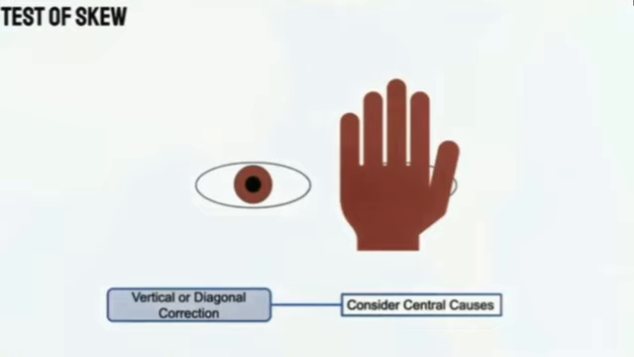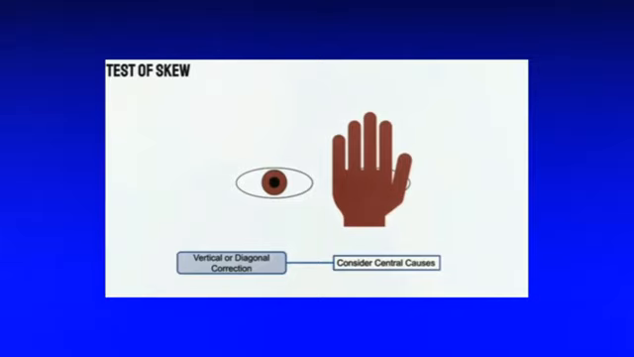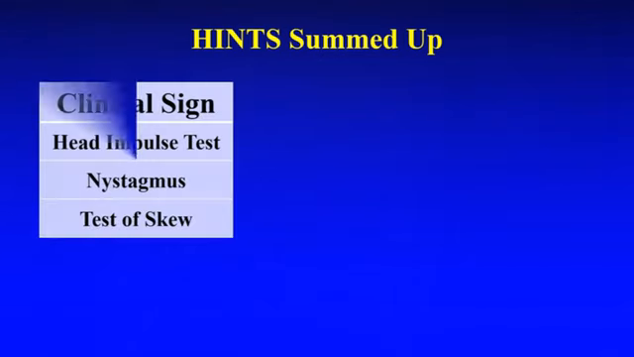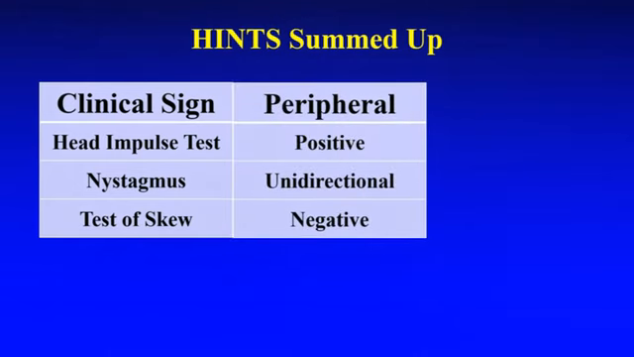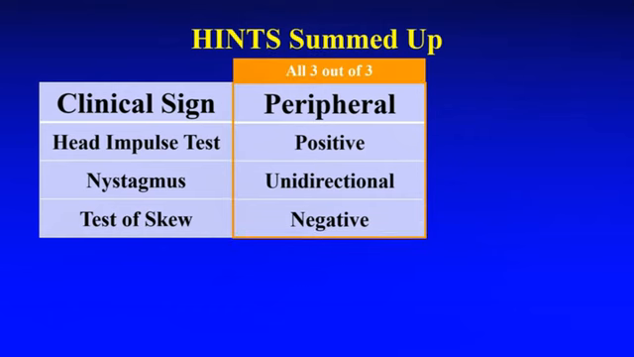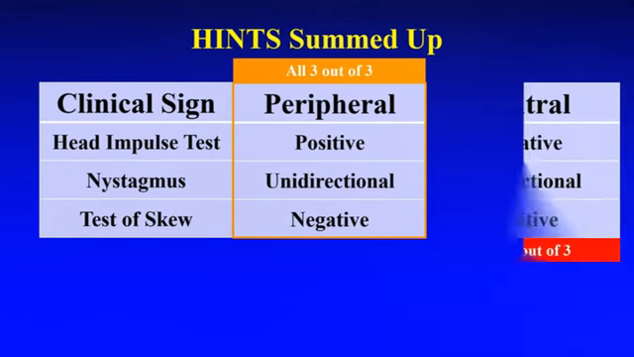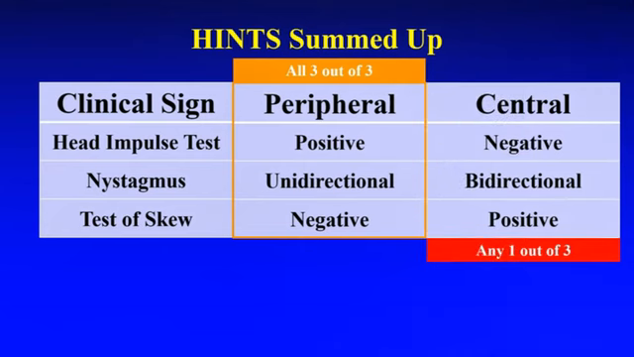So, summing up the HINTS examination, the clinical signs: the head impulse test, nystagmus, and the test of skew. If head impulse is positive, the nystagmus is unidirectional, that means torsional or horizontal, and the test of skew is negative, if all three are present, it is indicative of a peripheral acute vestibular syndrome resulting from acute vestibular neuritis. And if any one of the three is present, that is a negative head impulse test, bidirectional gaze-evoked nystagmus, or a positive test of skew, that indicates a central cause for acute vestibular syndrome.